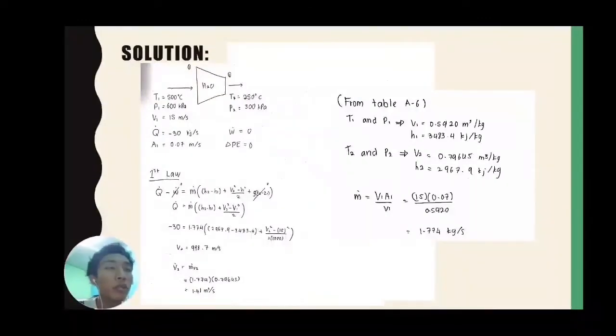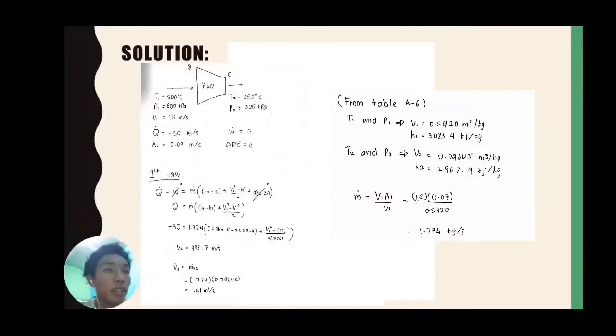Next, we can use the first law equation, that is Q dot minus W dot equal to m dot times (h2 minus h1 plus (V2 squared minus V1 squared) over 2 plus g times (z2 minus z1)). From the information that we have listed, we know that W dot is equal to 0 and the potential energy is also equal to 0, so we can cancel both of them and get a new equation: Q dot equal to m dot times (h2 minus h1 plus (V2 squared minus V1 squared) divided by 2).